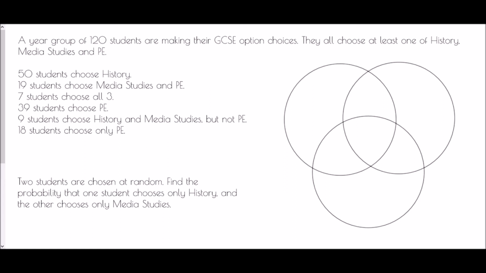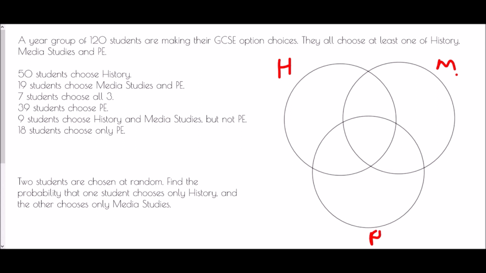And in this case, we know that the 120 students each choose at least one. So we don't actually need the box around the outside this time because there isn't going to be anybody outside of our categories. We have history, we have media studies, we have PE. Now, if we go down the list here, we can't straight away start writing in the numbers. We need to find somewhere to start.